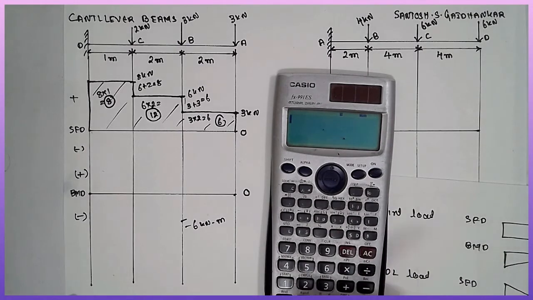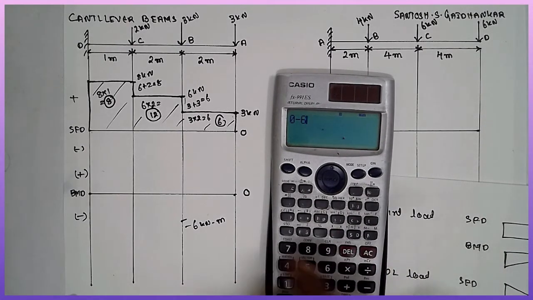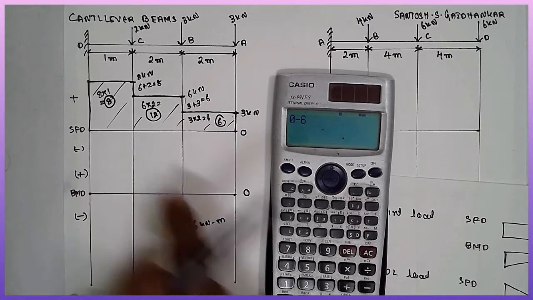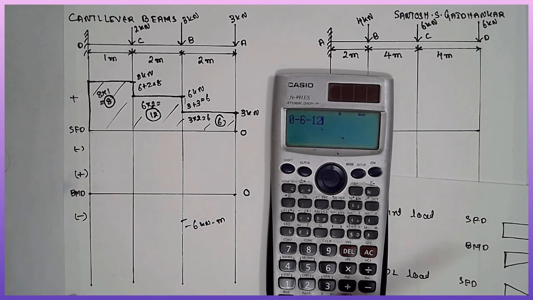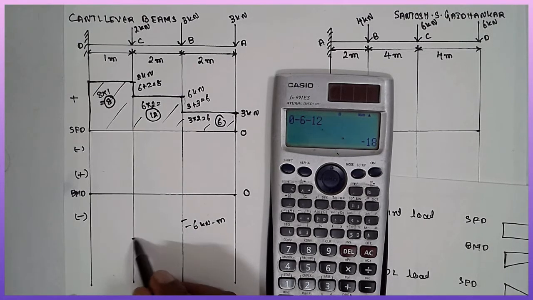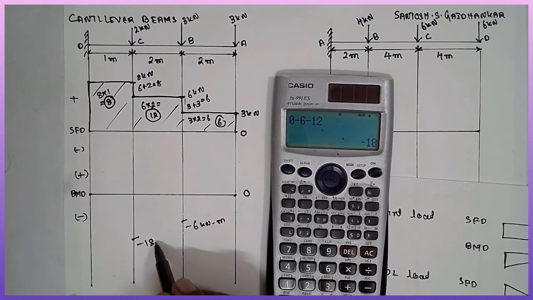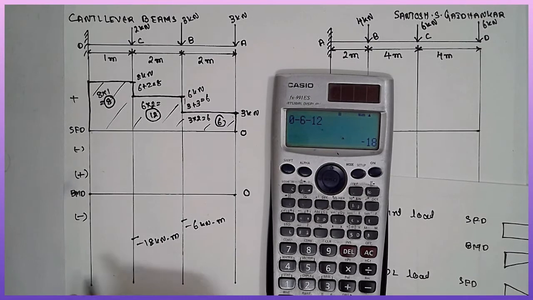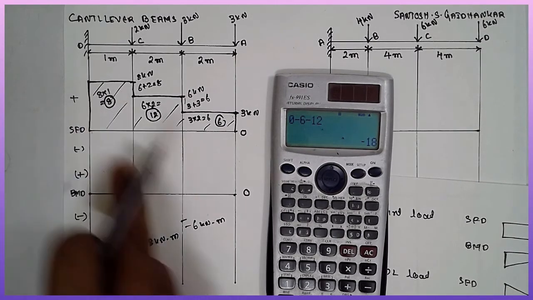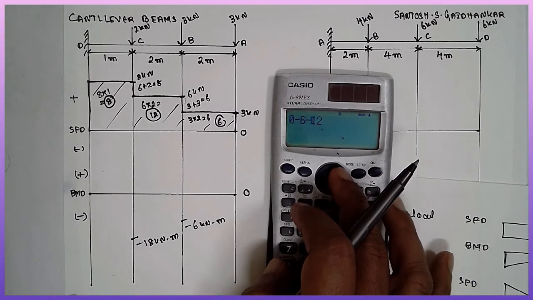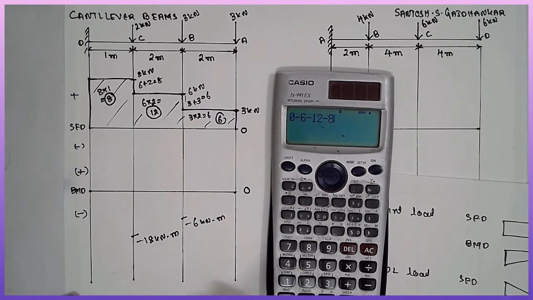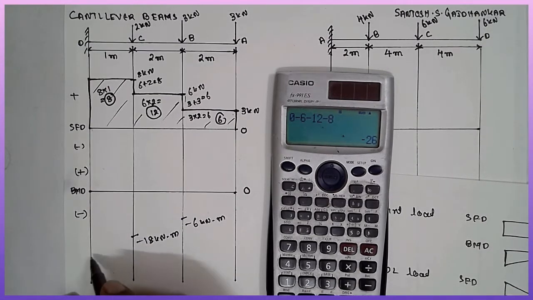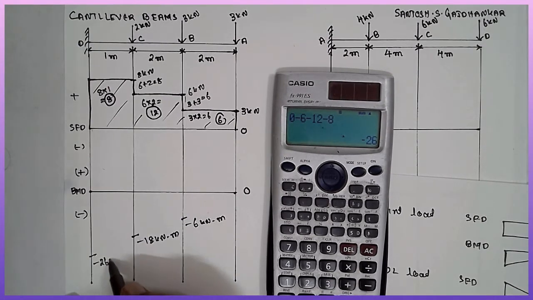Now, this is minus 6. Next, it is 12. It is positive 12, but it becomes negative 12. Minus 6 minus 12 is minus 18 kilonewton meter. Last is 8. If it's positive, in bending it becomes minus. Minus 18 minus 8 is minus 26 kilonewton meter.